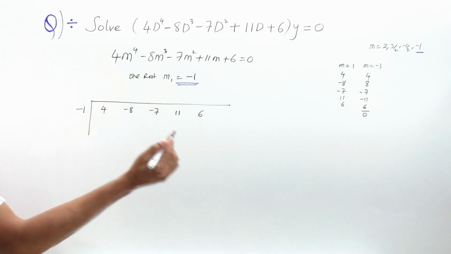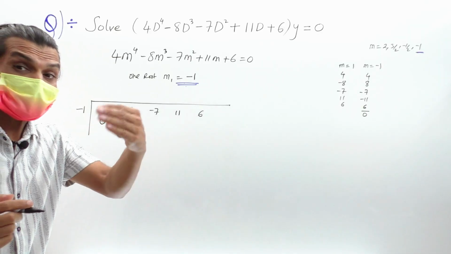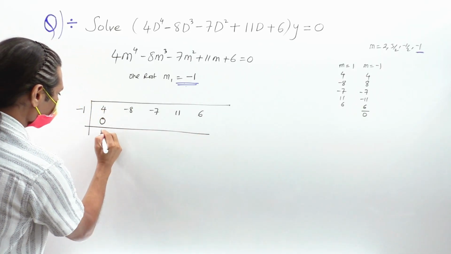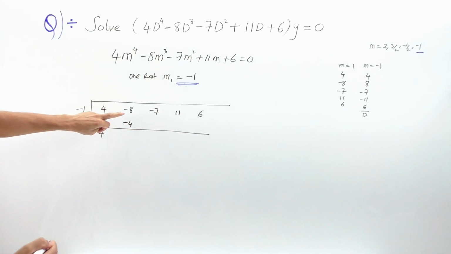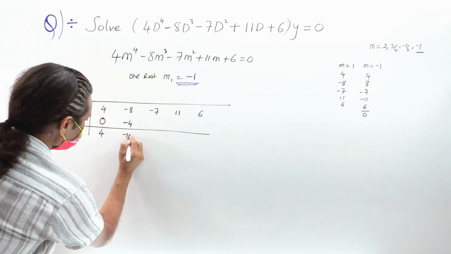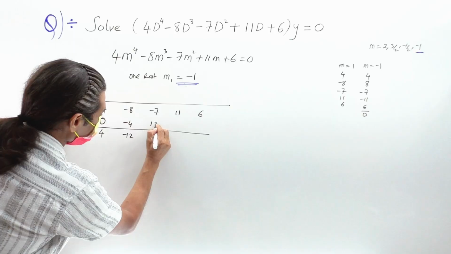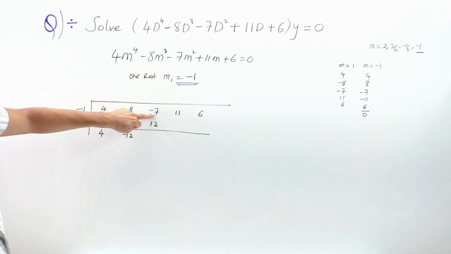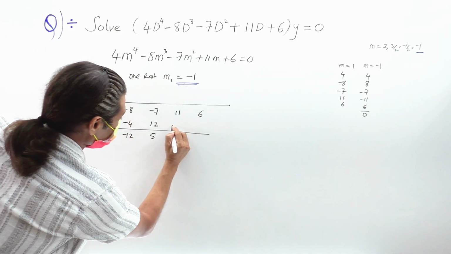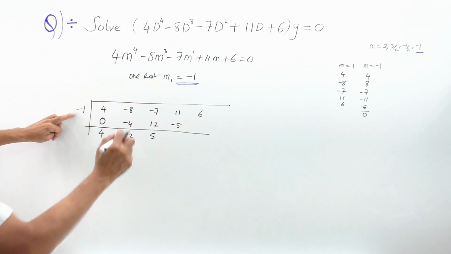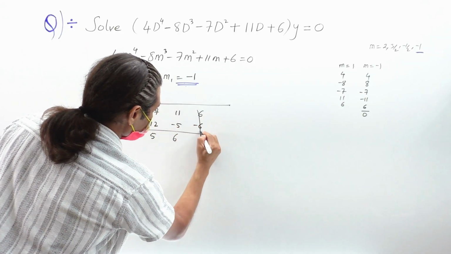Now, how to solve this? See, very simple. Below put 4, put always 0. Now, remember, always add. So, add it. Okay, now add 4 plus 0 is 4. Now, -1 into 4 is -4. Again, add, -8 minus 4 is -12. Fine. Again, -1 into -12 is +12. -7 plus 12 is 5. Correct. -1 into 5 is -5. Right. So 11 minus 5, 6. Again, -1 into 6 is -6. So -6 plus 6, 0.